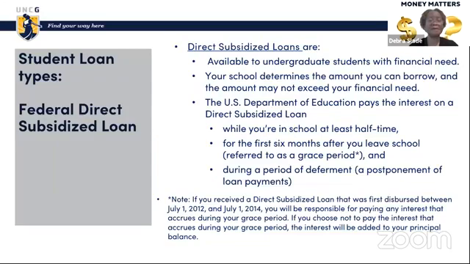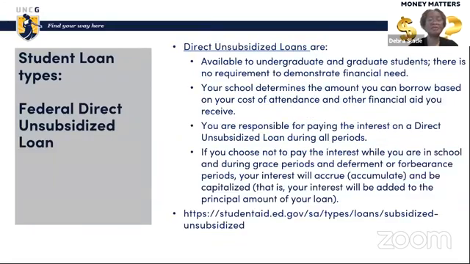Now, the next loan, the other loan, is the direct unsubsidized loan. Now, this is available to undergraduate and graduate students, and there is no financial need requirement for this loan. You still have to complete the FAFSA, but you don't have to meet the financial need requirement to qualify for this loan. Again, the school will let you know how much you can borrow, and again, that's going to be based on your cost of attendance and other aid that you have been offered.